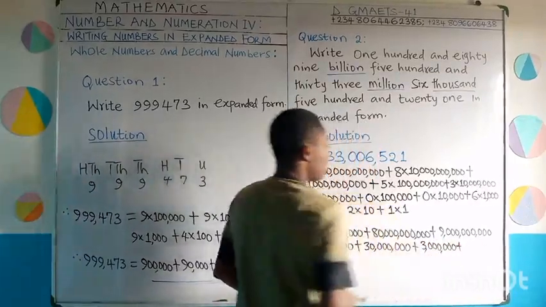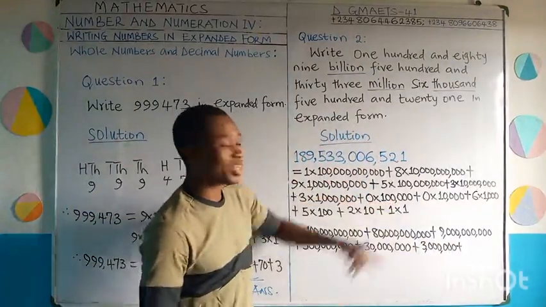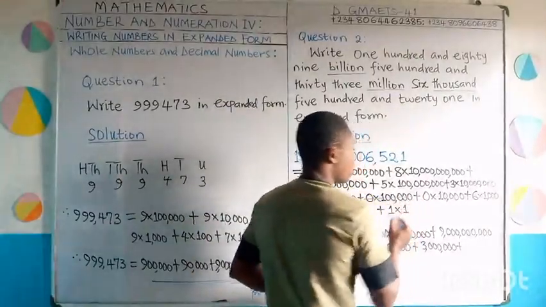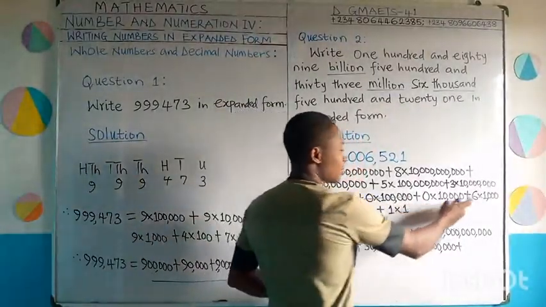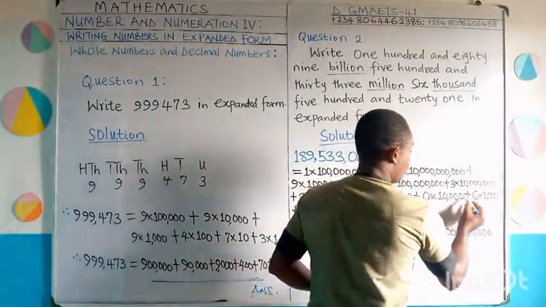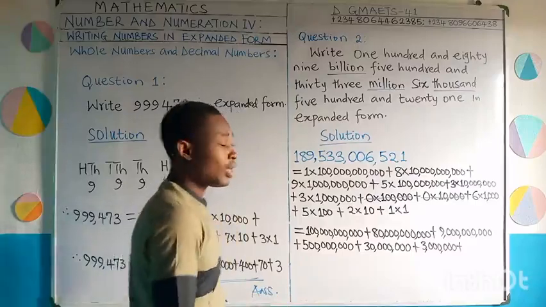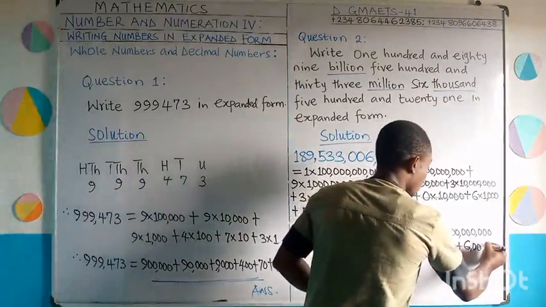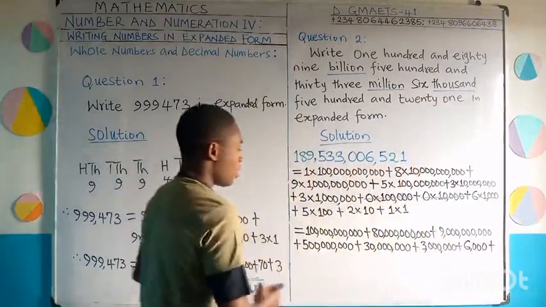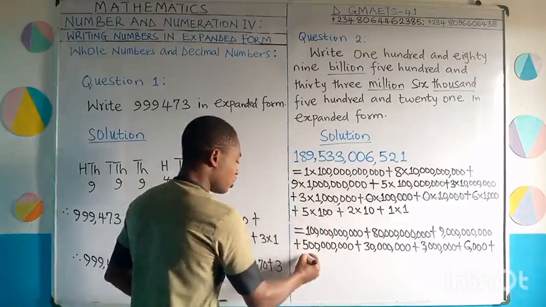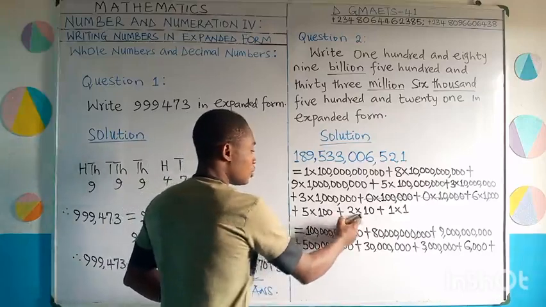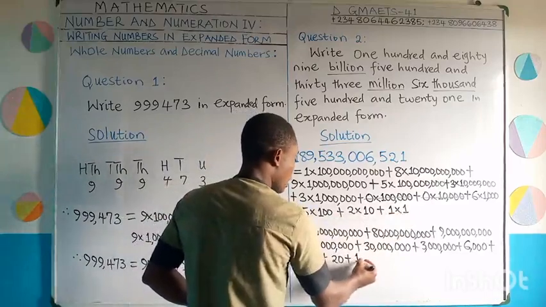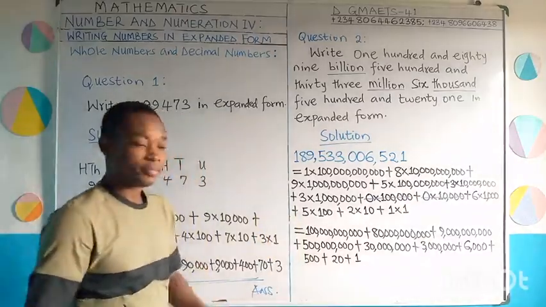Alright? And then coming to this, 0 times 100,000 is 0. So permit me to just cancel it. It won't exist. Again, 0 times 10,000 is 0. Permit me to cancel it. It won't exist. Then this takes us to 6 times 1,000, which is 6,000. And then plus 5 times 100 is 500. Plus 2 times 10 is 20. Plus 1 times 1, the last, is 1. So this is our answer.